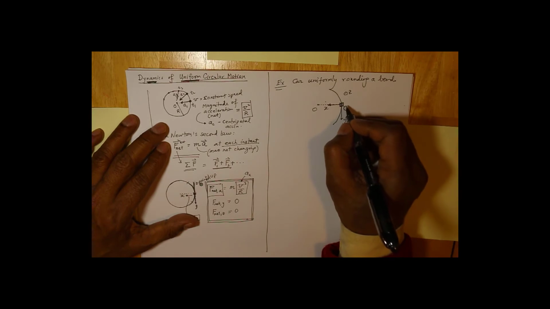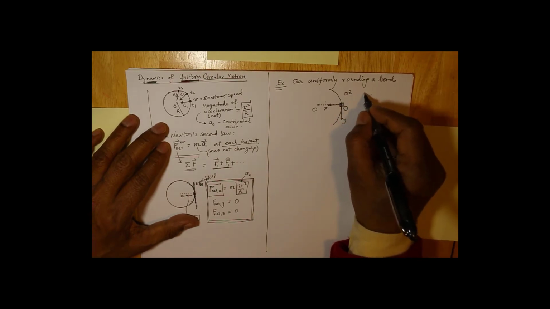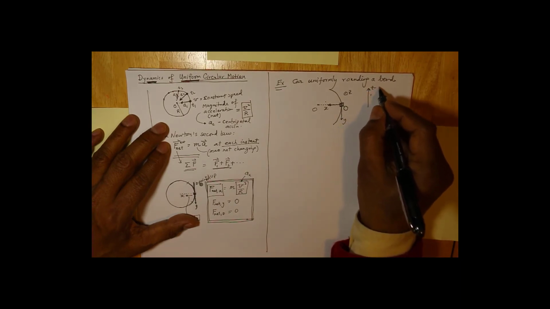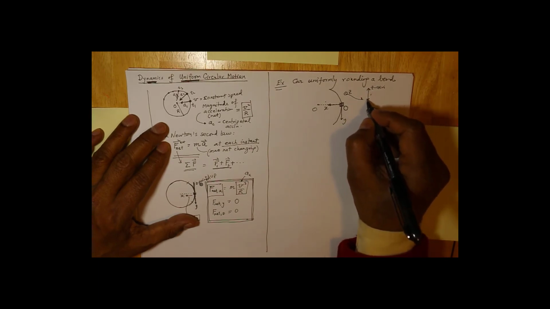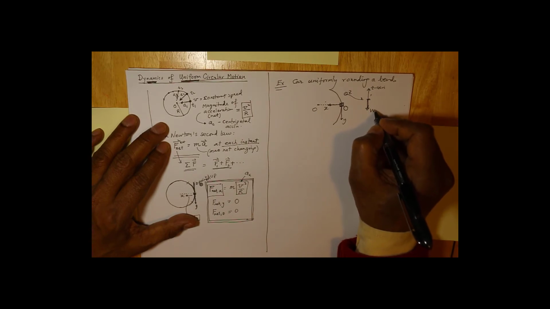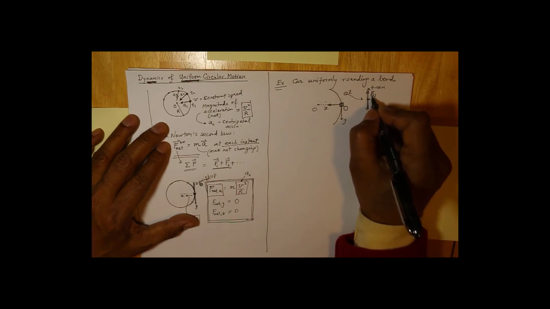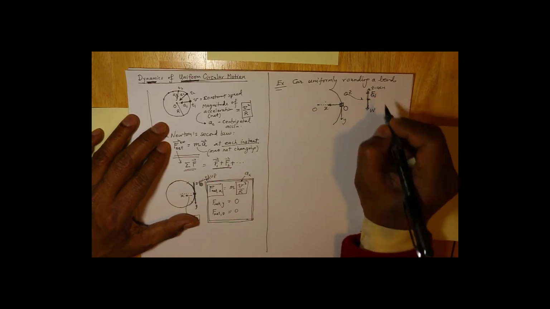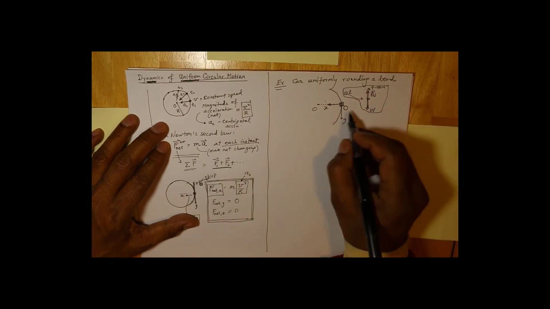If this was the z-axis, the z-axis is this way. If you look at that, the weight of the car is along the z-axis. And there's a normal force from the road along the z-axis. This is what's happening along the z-axis.